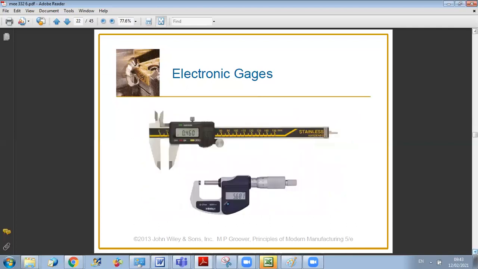So this is an example of electronic gauges. It will directly give you the measurement. Instead of reading the measurement yourself, it will directly give it in a digital way in this case. So of course, this is more accurate. You don't have to do anything, you just read the value.